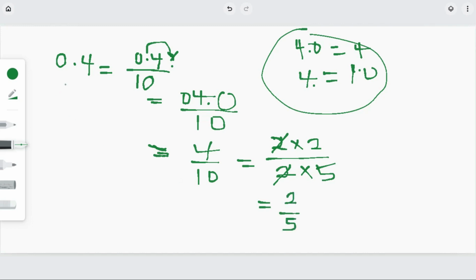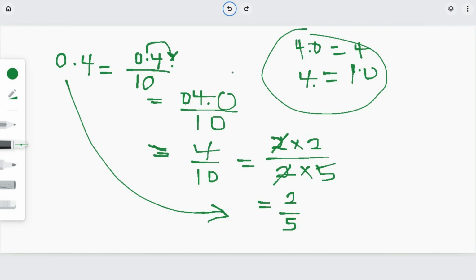That means 0.4 as a decimal, if you change it to a fraction, we are going to get 2 over 5. If you write 4 over 10, it is correct, but to get the full answer, you have to reduce it to the lowest term and get 2 over 5. So 2 over 5 is the correct answer.